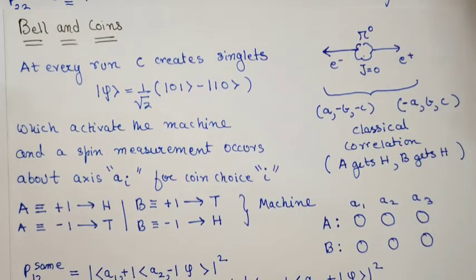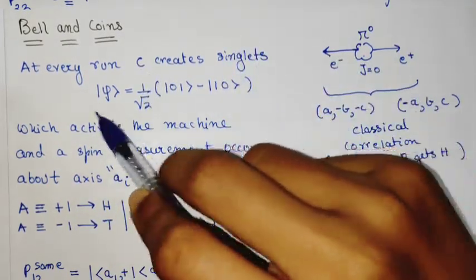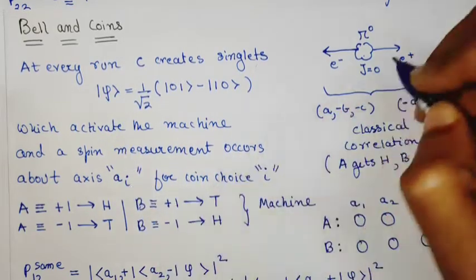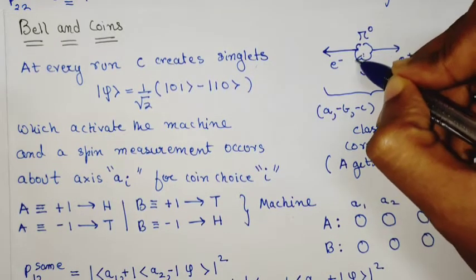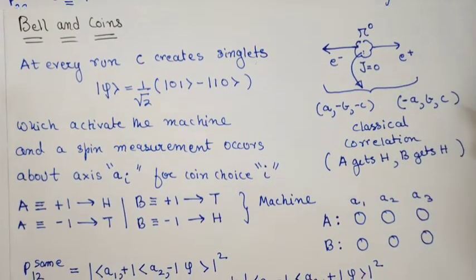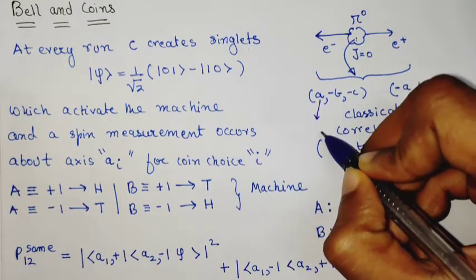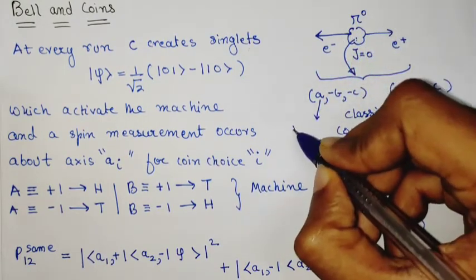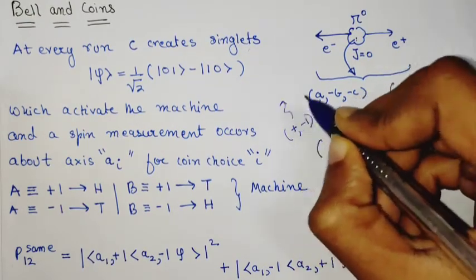So what Charlie does is that whenever an event is conducted or a run happens, at every run Charlie creates these singlet states that we have been discussing by some decay procedure, such that because of conservation of angular momentum there is an inherent classical correlation coming from this angular momentum conservation, such that if a particular axis is chosen, then if Alice gets plus, Bob gets minus. This is what we know from this spin approach.